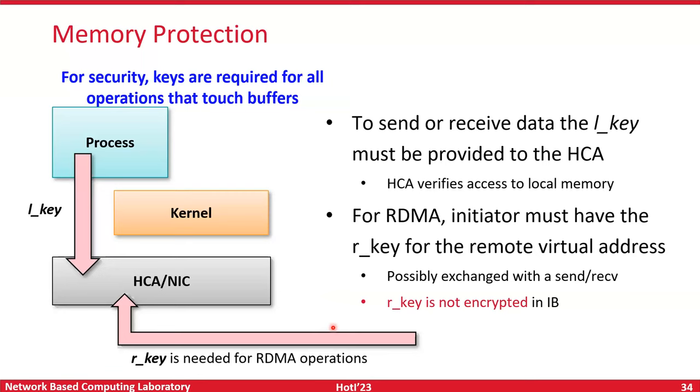So here it is trying to see that if somebody else is trying to write to my memory, in addition to the data, they also need to bring the R key, present the R key, and then the SCA actually knows that I have received the data and the R key is a valid key. And all these R keys can get exchanged out of band, in the initialization time.